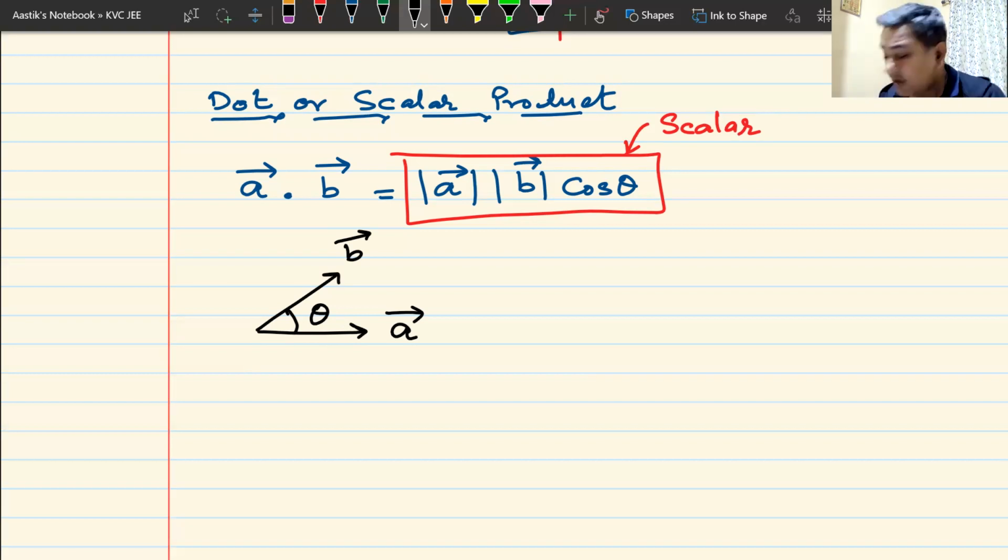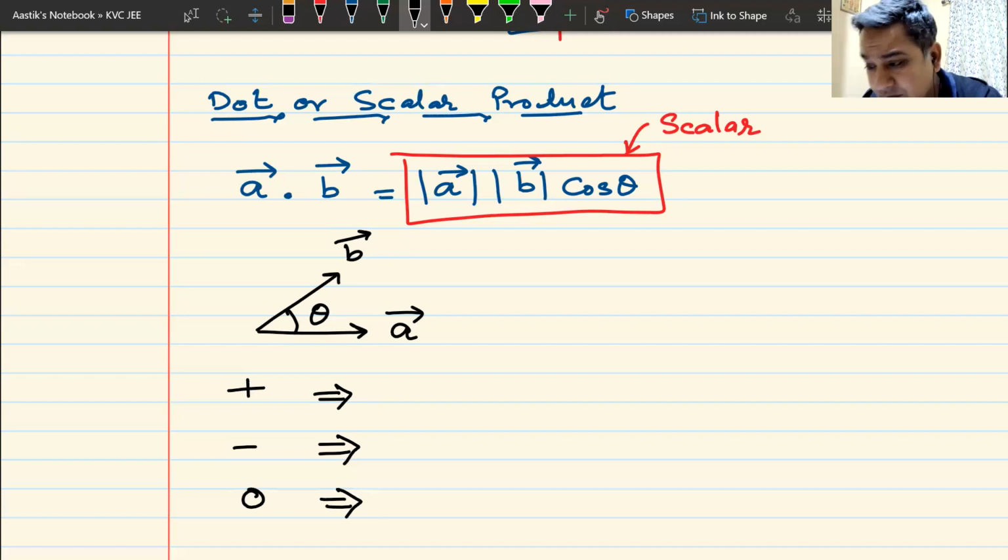Well done. Now this dot product can be positive. This dot product can be negative. This dot product can also be zero. What makes it positive? What makes it negative? I hope you remember this. Can anyone tell me when the dot product is positive, when it is negative, and when it is zero? What determines whether it is positive, negative, or zero? Anyone?